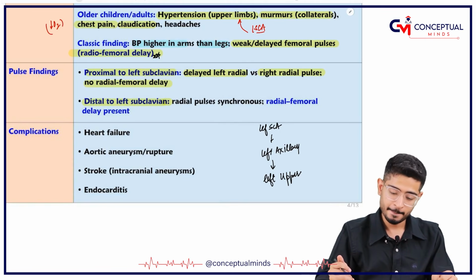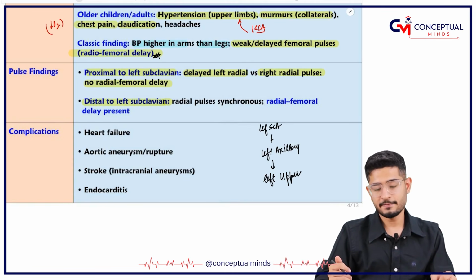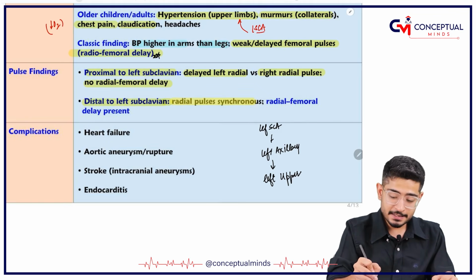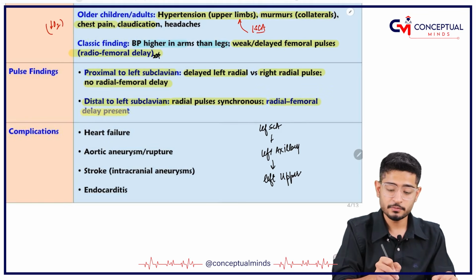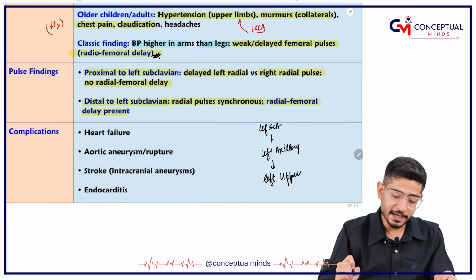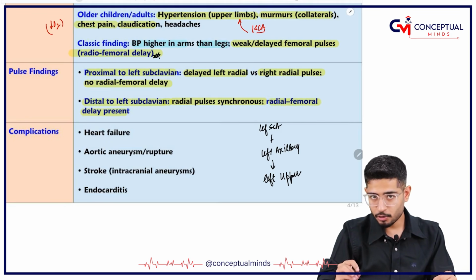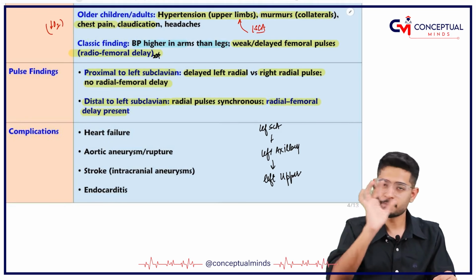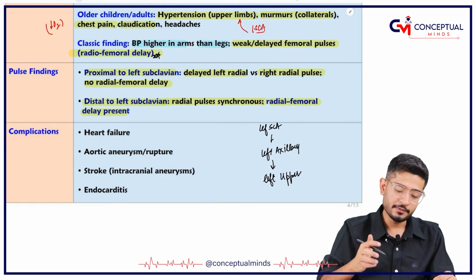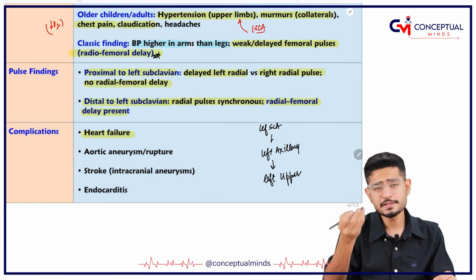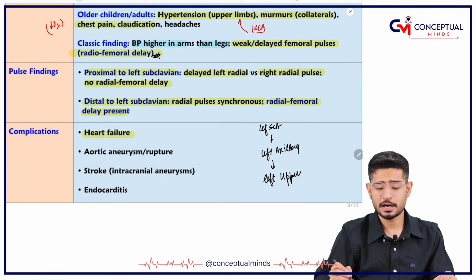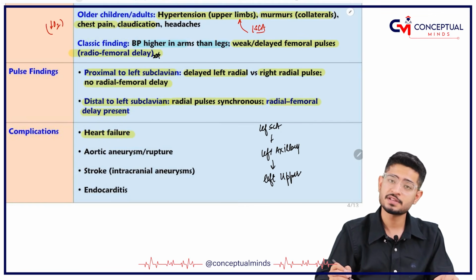But if it is distal to the left subclavian, the radial pulses are synchronous, but there is a radiofemoral delay which I have already explained to you. Now because of the coarctation of aorta, there is a back pressure occurring on the left ventricle, and of course there is decreased oxygenation to the heart muscles, so there is heart failure.